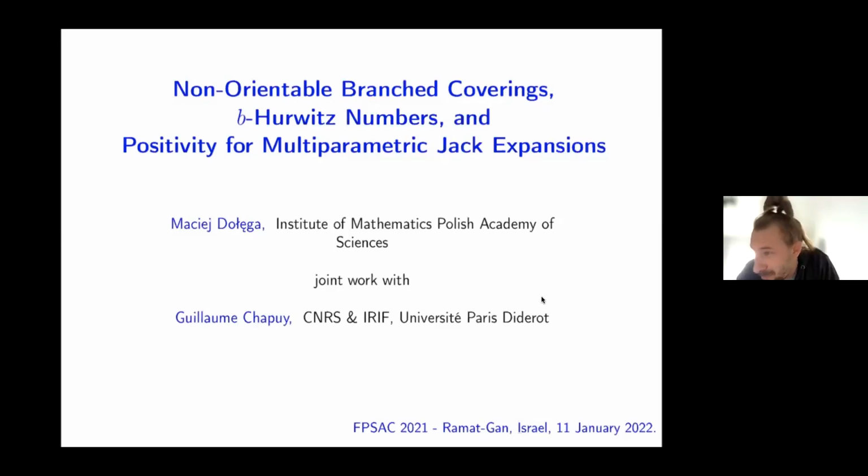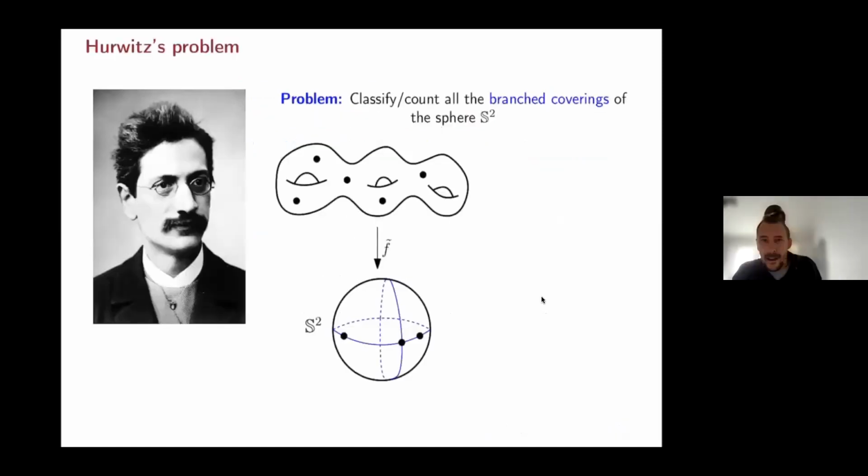So there are some complicated words in my title, so let me unpack some of them. I will start from Hurwitz numbers. The Hurwitz numbers are some numbers that were considered by Hurwitz in the second part of the 20th century. Hurwitz was interested in the following problem. He wanted to understand branched coverings of the sphere, and he wanted to classify or, let's say, count them.